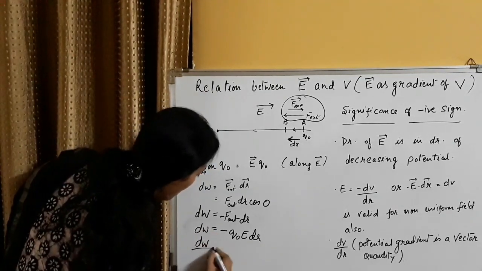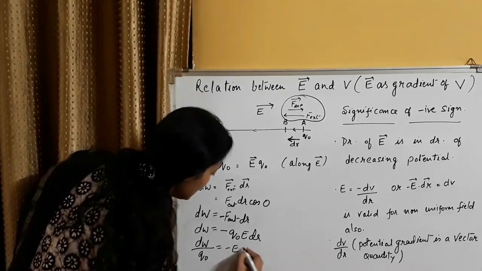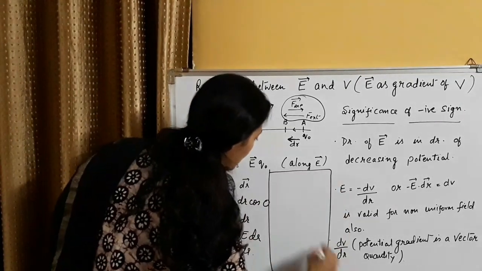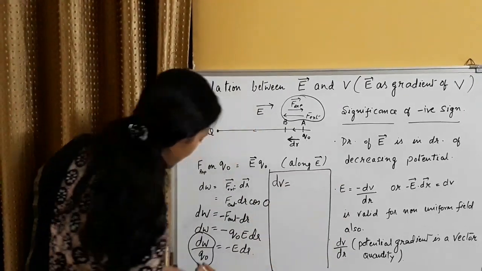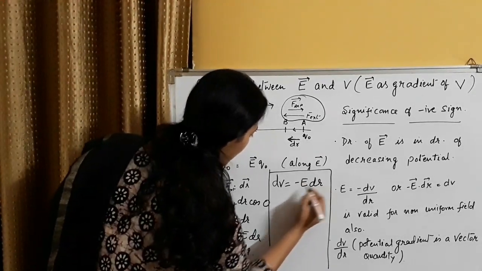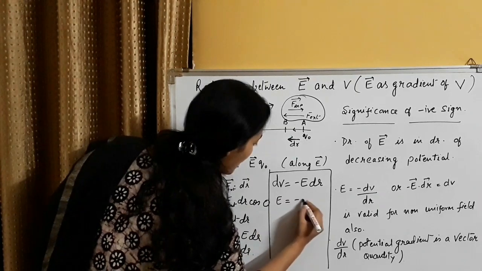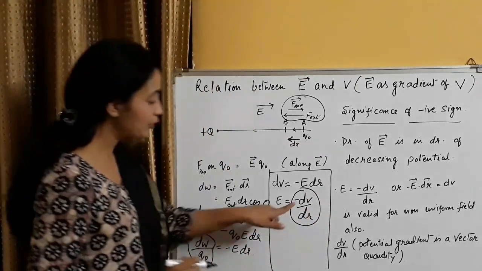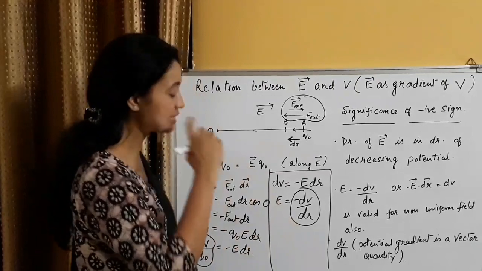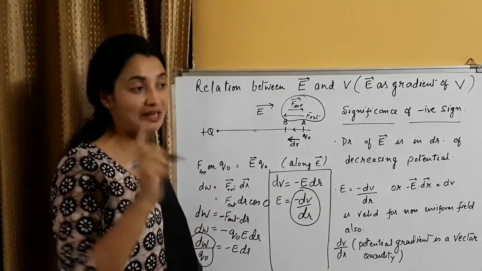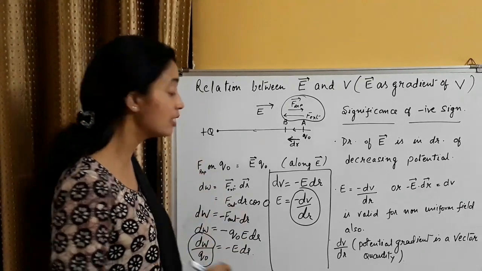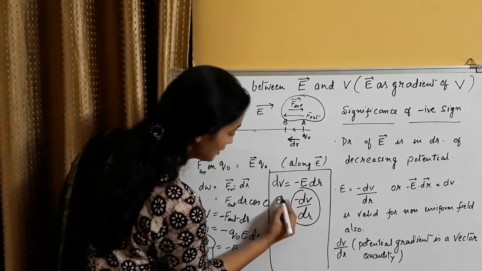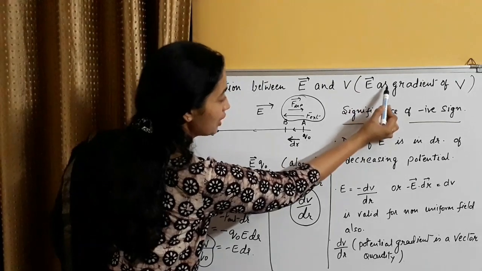If I put dW upon Q0, I am left with minus E dr. What is work done per unit charge? It is nothing but electrostatic potential, small potential dV. It is minus E dr. I can write it as E is equal to minus dV by dr. This is our special term, dV by dr, rate of change of potential with respect to distance. This term gradient is already introduced to you for various concepts like velocity gradient, temperature gradient. So here it is potential gradient, variation of potential with respect to distance, and it is the expression of electric field. Electric field is expressed as gradient of electric potential.